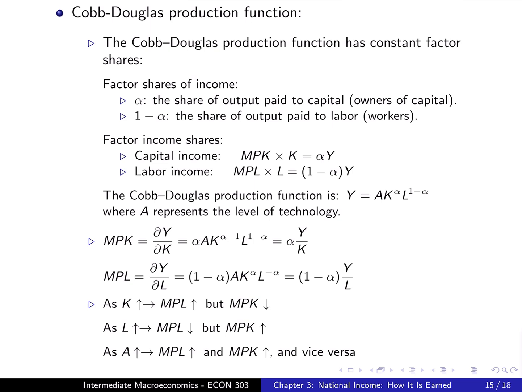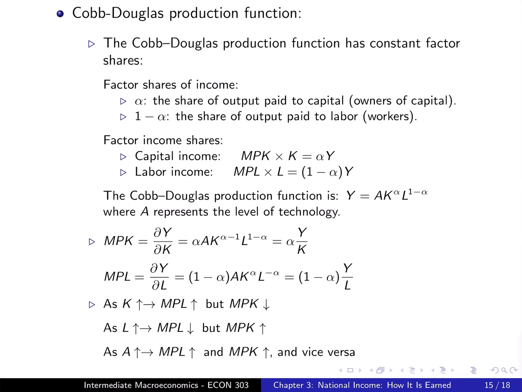This gives us the additional output from using one more unit of labor, holding capital constant. Now let's think about how these marginal products respond to changes in inputs and technology. As capital K increases, MPL increases, but MPK decreases.